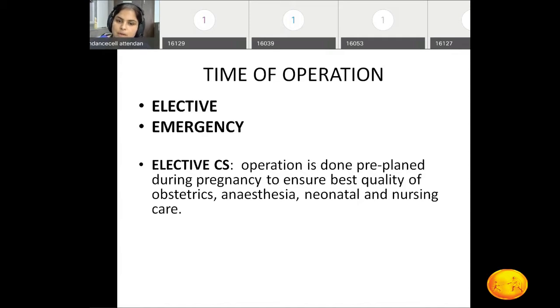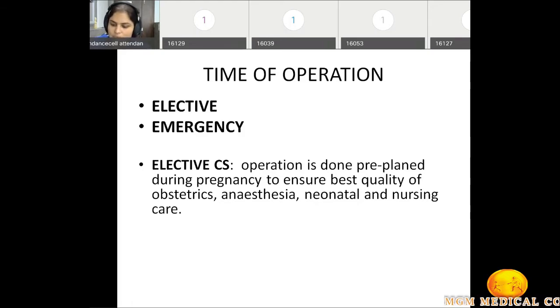The operation is pre-planned during pregnancy to give the best quality of care to the patient. So it has to be properly timed: the patient's timing, the doctor's timing, anesthesia, neonatologist, nursing, everyone should be available. All this is arranged well, and then they do a section.